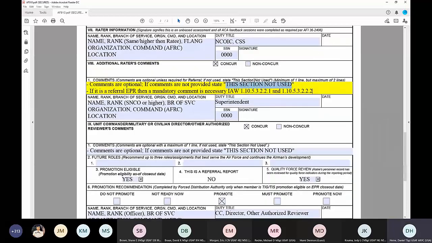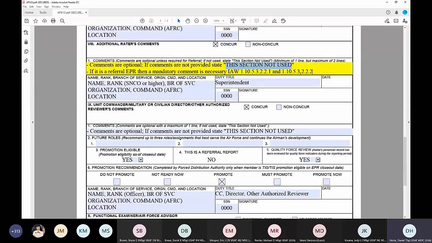But if the additional rater non-concurs and adds different ratings, this concurrence for the commander section in section 9 is based off of the previous evaluator. So just keep that in mind if you ever have that come up.